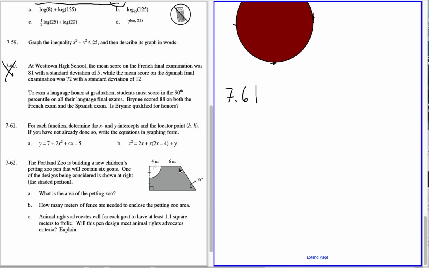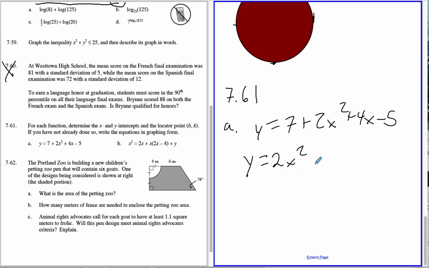For each function, determine the x and y intercepts and the locator point, h, k. If you haven't already done so, write your equations in graphing form. Okay, A, we have y equals 7 plus 2x squared plus 4x minus 5. Remember, we have to reorder these and combine all of our like terms. So y equals 2x squared plus 4x minus 2.